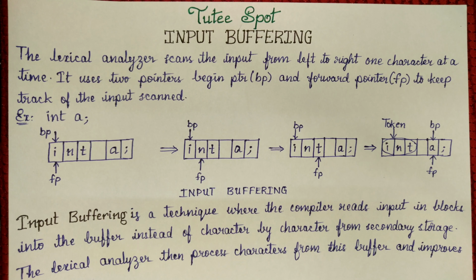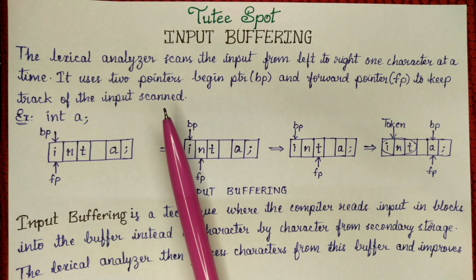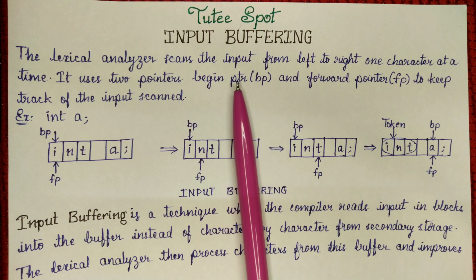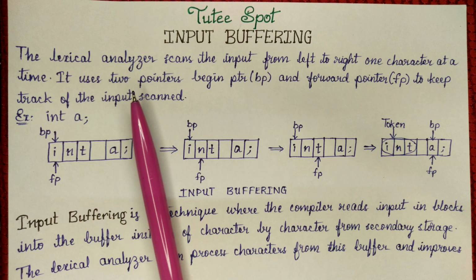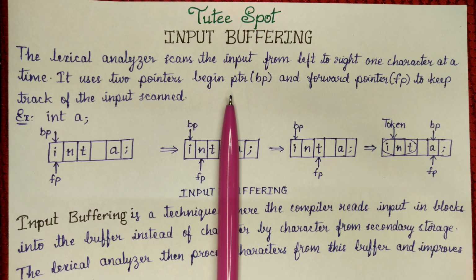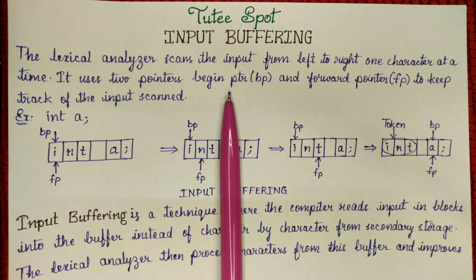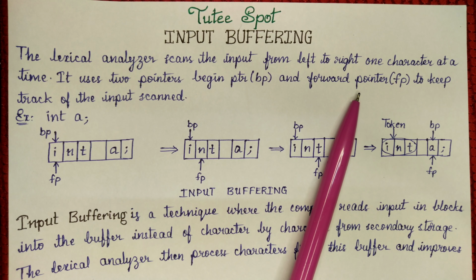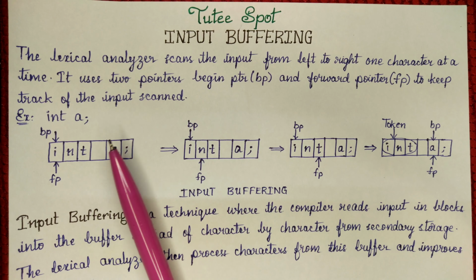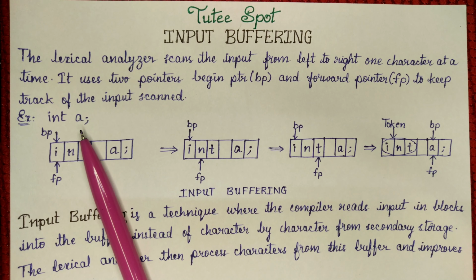In this video, let's discuss input buffering. In compiler design, the lexical analyzer scans the input from left to right, one character at a time. To achieve this, it uses two pointers. First is the begin pointer, which marks the beginning of the current lexeme, and the second is the forward pointer to keep track of input scanned. For example, let's consider int a.